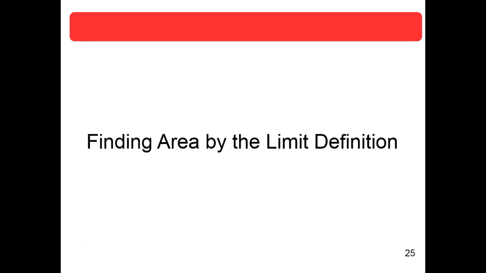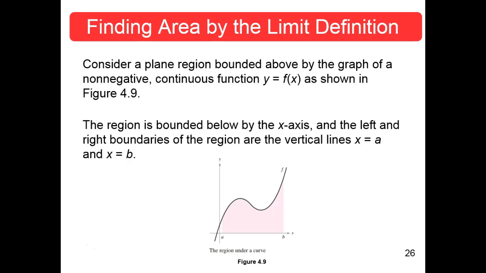If you've got your book, this is on page 262, chapter 4, section 4.2. Chapter 4 is integration, 4.2 is area, and this is finding area by the limit definition. Okay? And we'll try to go through this fairly quickly because I don't do anything quickly. Okay.